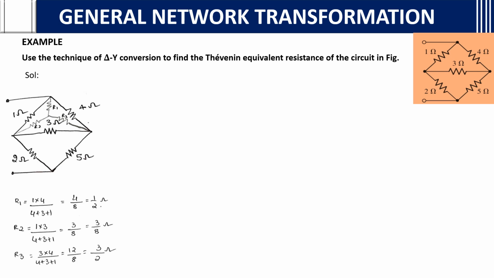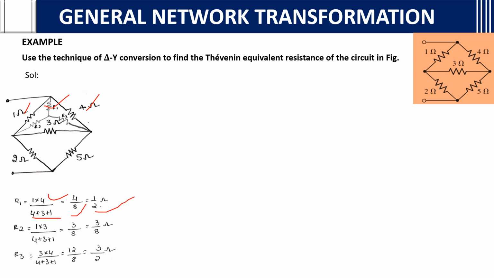Okay. Here, for calculating R1, what we need to do? This is R1. Sorry, if you want the star form, this is already in delta. If you want R1 in star form, what we need to do? Product of the opposite, 1 into 4. 1 into 4 by 4 plus 3 plus 1, the sum of all the resistances that you have in the delta. What do you get? 4 by 8 equals 1 by 2.